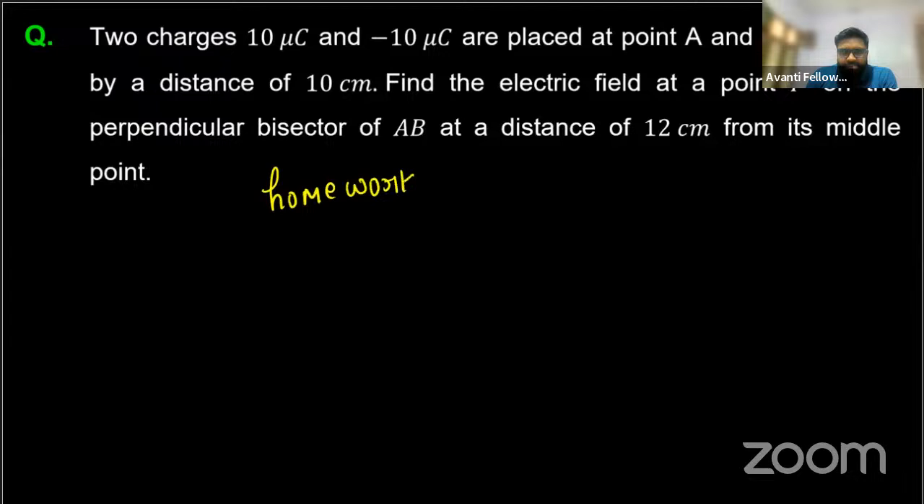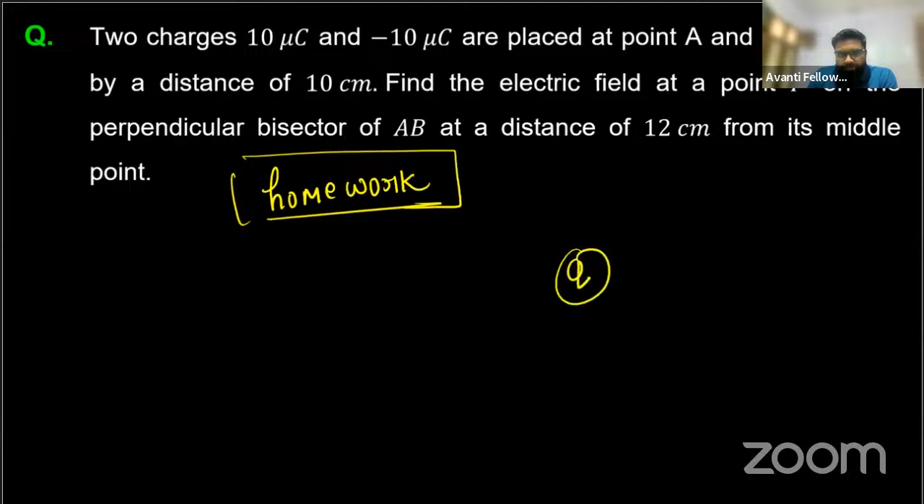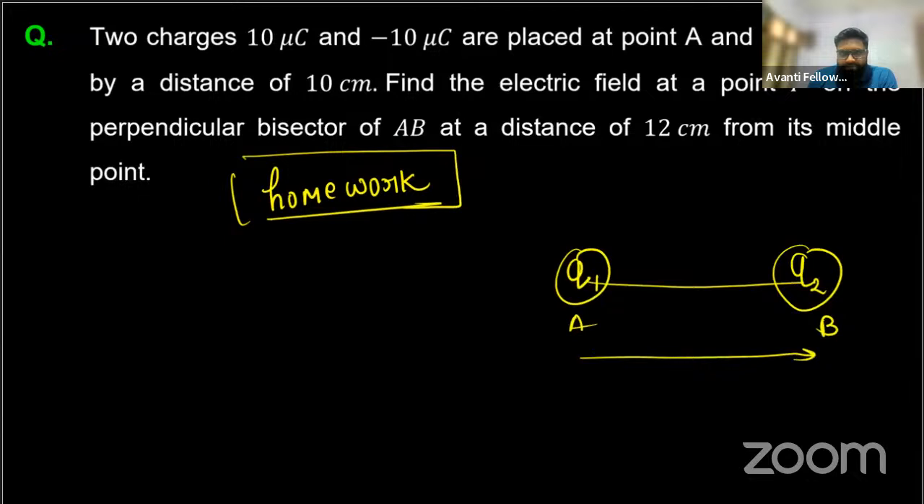I will discuss this question in the next class. Try to solve it. I will make the figure for you. Here is Q1, here is Q2. This is point A, this is point B, and the distance between them is 10 centimeter. Now we have a point here which is present at the perpendicular bisector, which means it is exactly at half of it. It is 5 centimeter, and here it is also 5 centimeter.